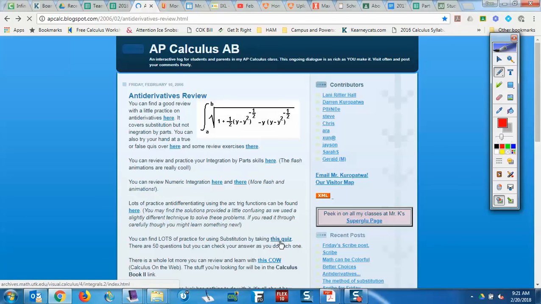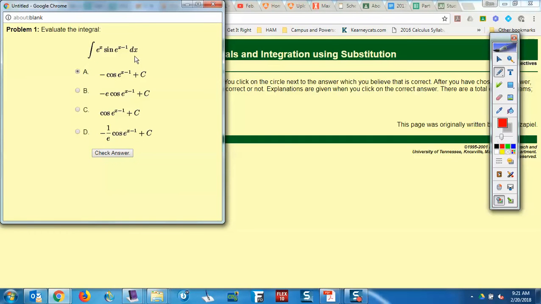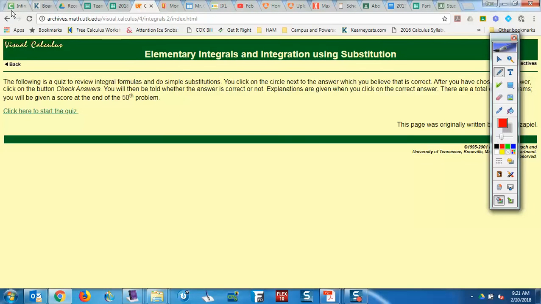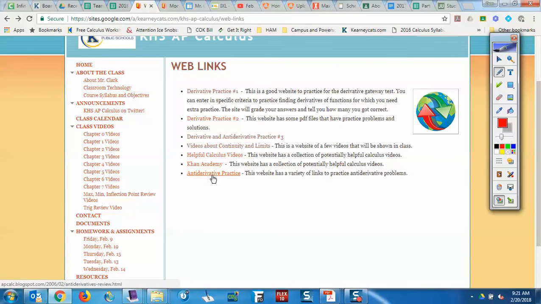And then the one down here where it says lots of practice for substitution. You come here, it says click here to start the quiz. It gives you some use substitution ones, and you can check your answer. It's kind of multiple choice. I don't know how good multiple choice is because you can kind of see the answer, but whatever, it's up to you. That would be an option. But that website's probably my least favorite, but there's a couple places you can go.